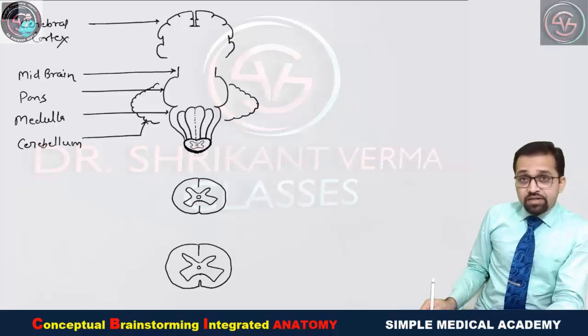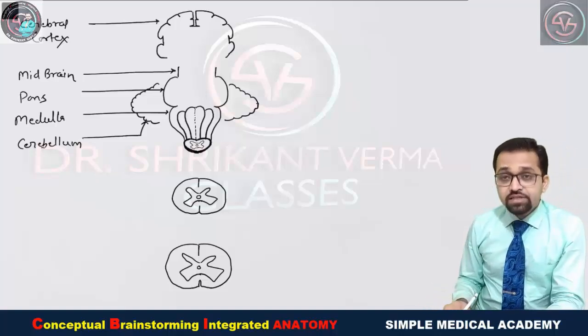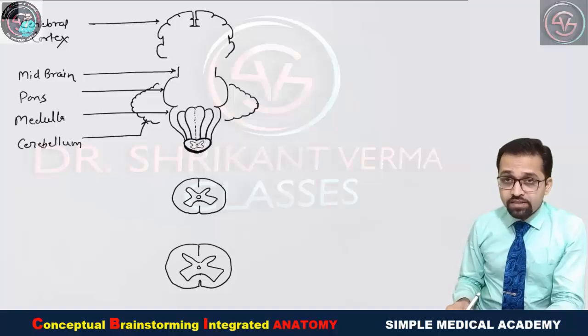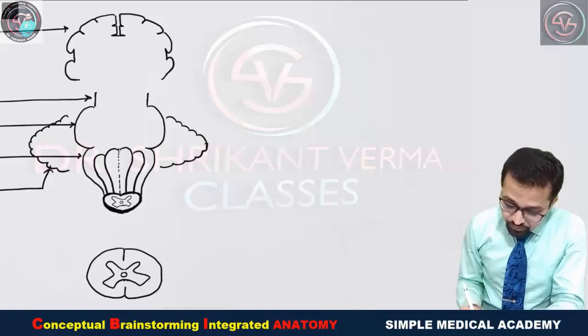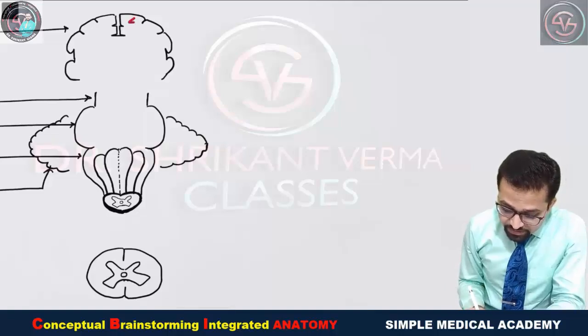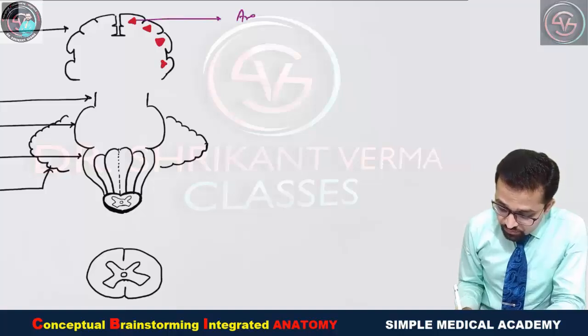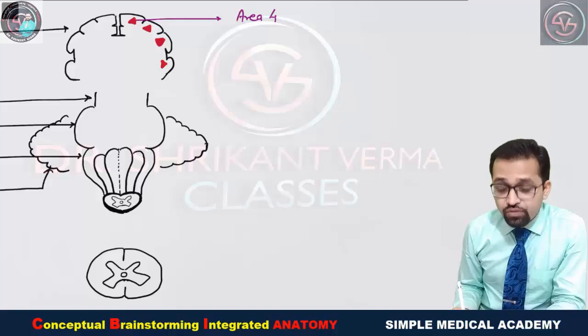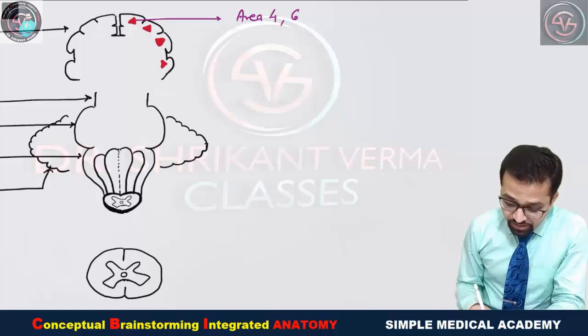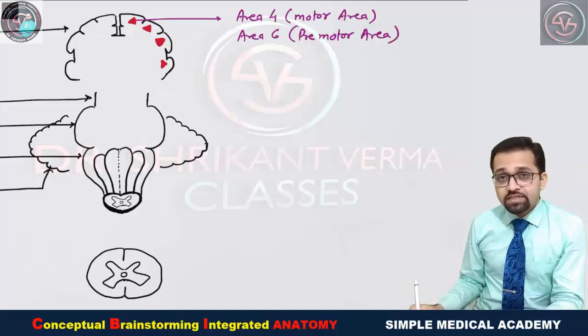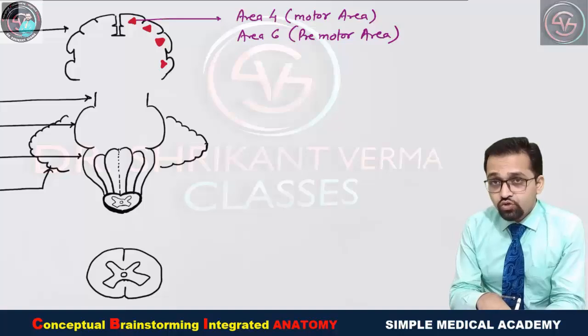These are various labelings. Now we are starting how this corticospinal tract is running. The corticospinal tracts take origin from the pyramidal cells of the brain. Mainly they arise from the pyramidal cells, which are mainly located at area number 4, which is also known as the motor area, and area number 6, the premotor area. Also a few fibers take origin from area number 3, 1, 2, the sensory area.